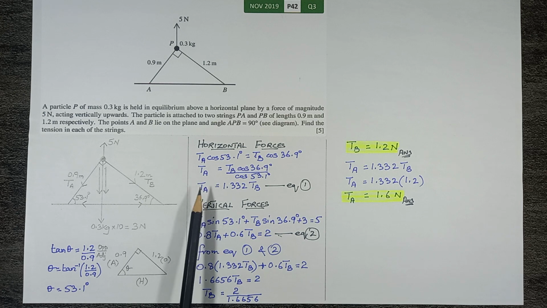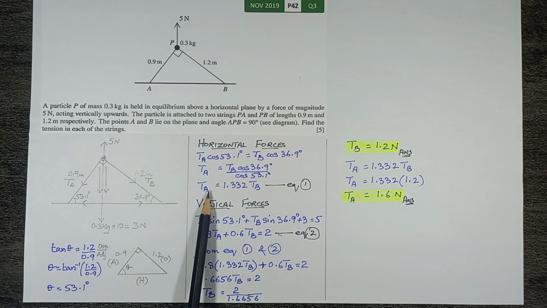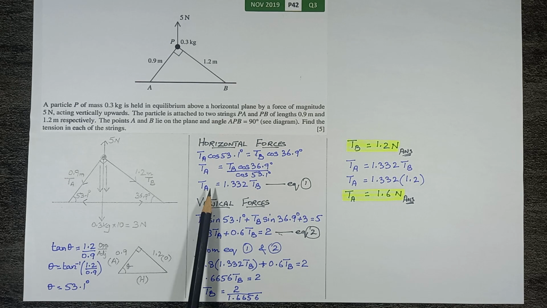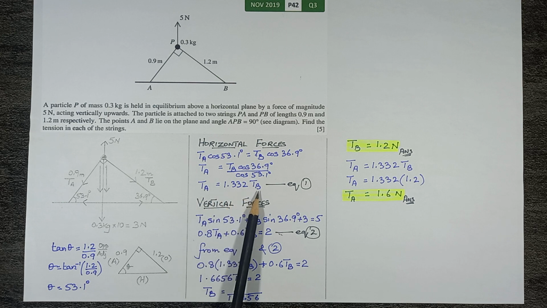We could simply substitute the value of this TA in equation 2. So 0.8 over here, and over here it is TA, and instead of TA we will write 1.332 TB. So instead of TA we have written 1.332 TB plus this 0.6 TB is equal to 2, as you can see. Now the complete equation is in terms of TB. Simplify it and get the value of TB, which is 1.2 Newton.